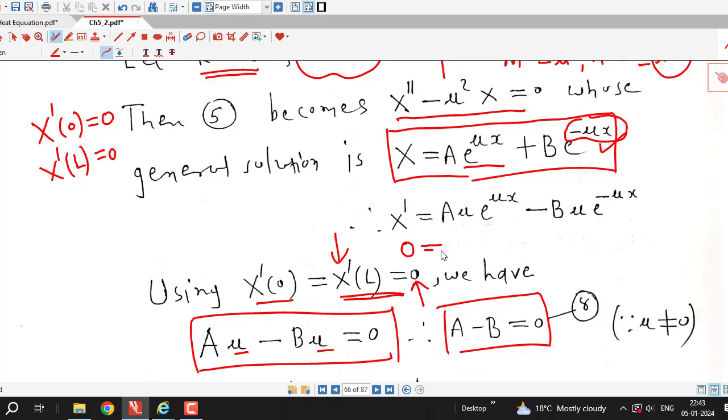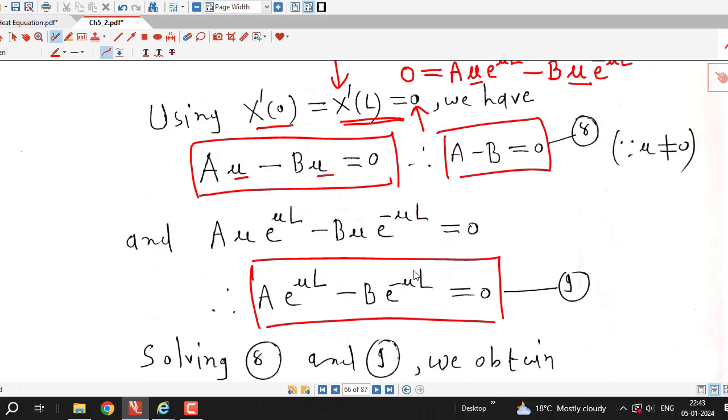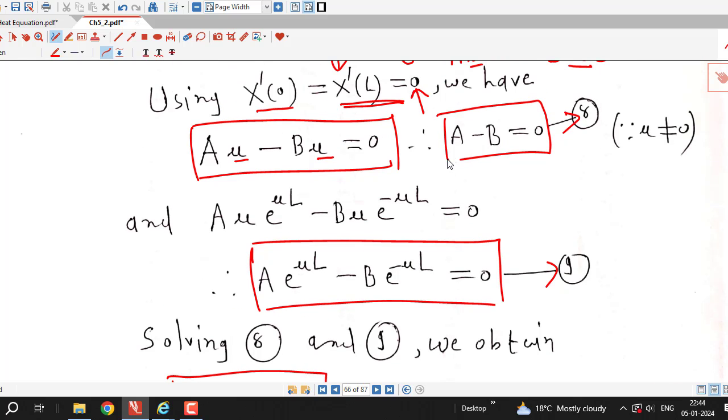So here I put x dash equal to 0, and here I have to write capital X, small x equal to capital L. Same thing here, e raised to minus mu into L. Here also we can cancel out this mu, and we are having this equation, a into e raised to mu L minus b into e raised to minus mu L. And if we solve this equation number 8 and 9, we will find that a and b both are 0. Okay, this is easy to solve.